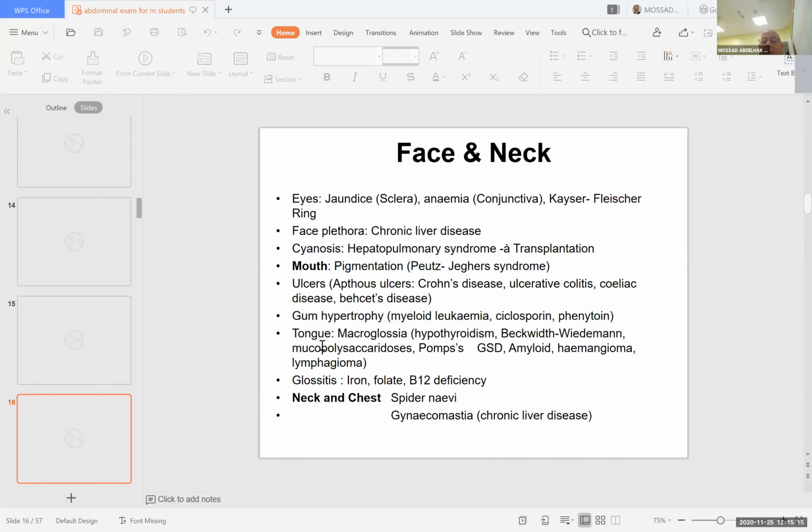And then go for the neck and the chest. Is there any spider nevi or gynecomastia? Gynecomastia can occur during puberty in some boys, but take care, it is not chronic liver disease.